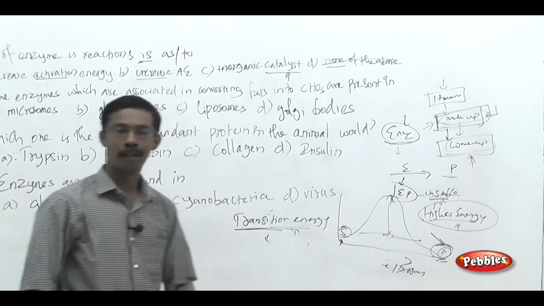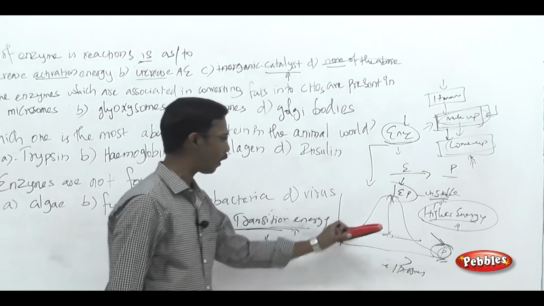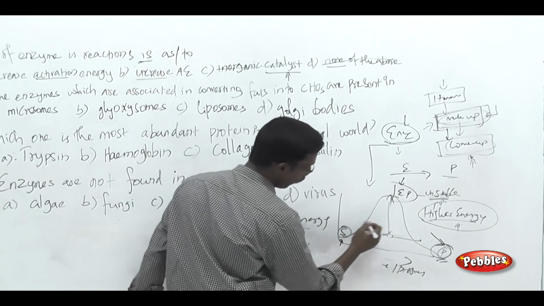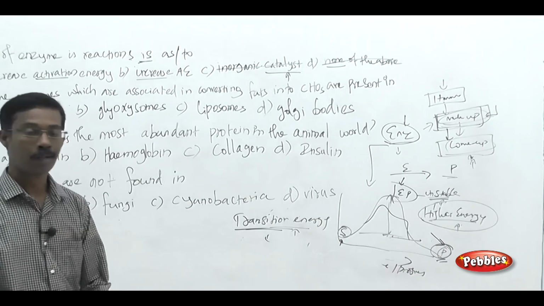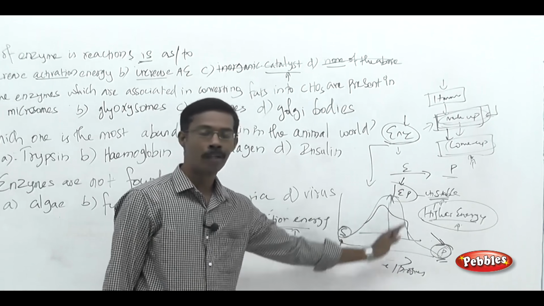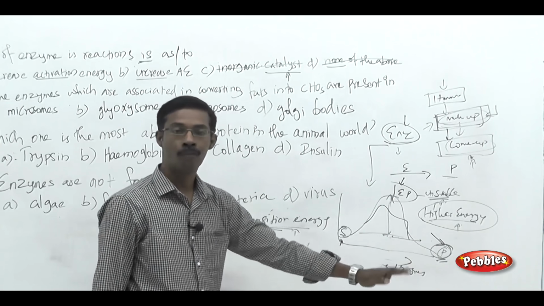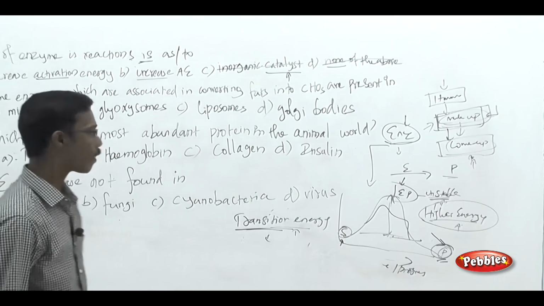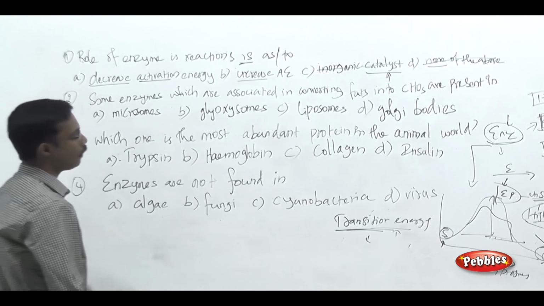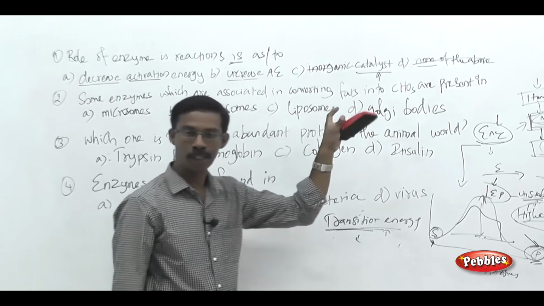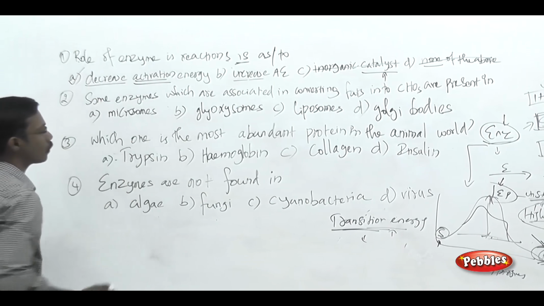The enzymatic catalysis tries to decrease the activation energy, so that it reduces the time in the transition period, so that product formation will be faster than in the non-catalytic reaction. So come back to the choices: decrease activation energy, increase activation energy. There are two choices for you, and the choice will be decrease activation energy.